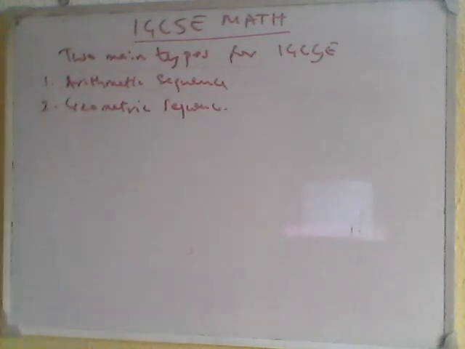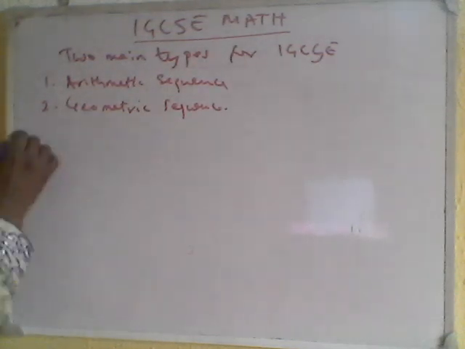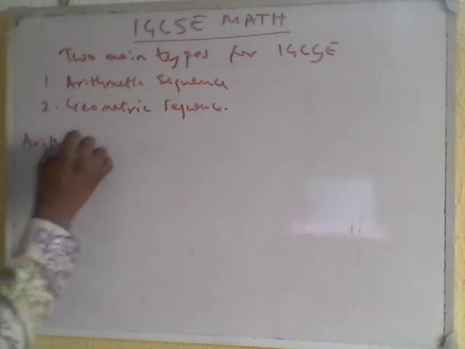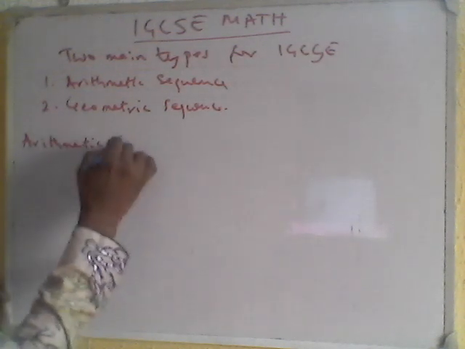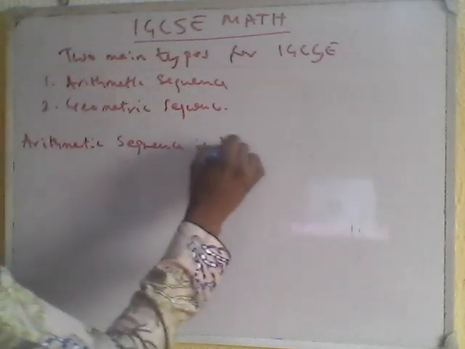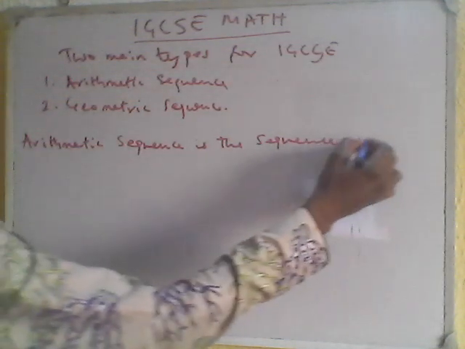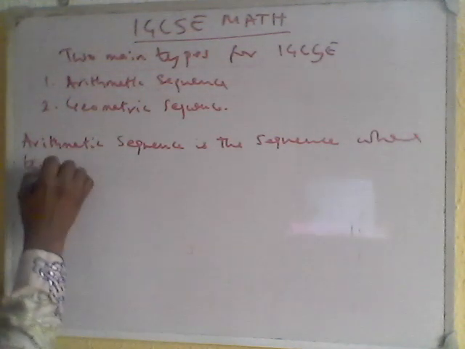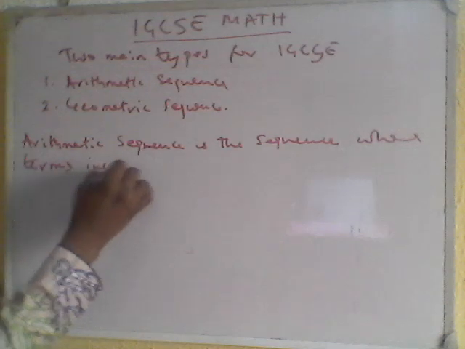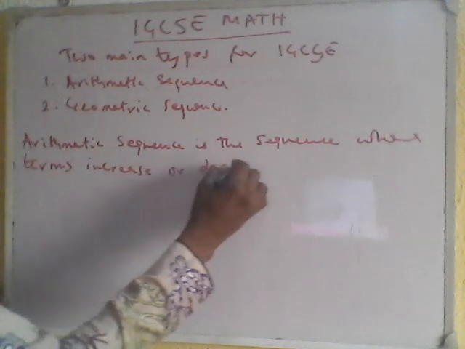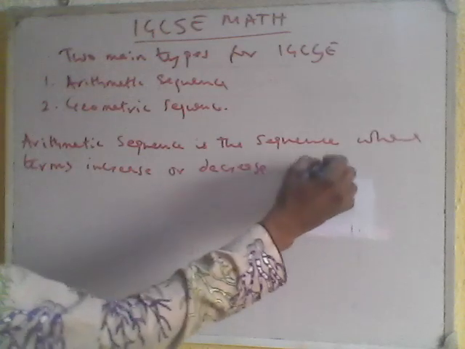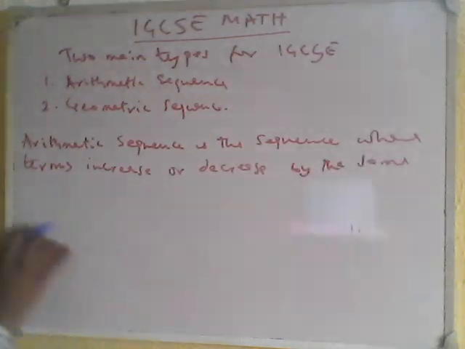Now, the arithmetic sequence is a sequence where the terms increase or decrease by the same amount each time.